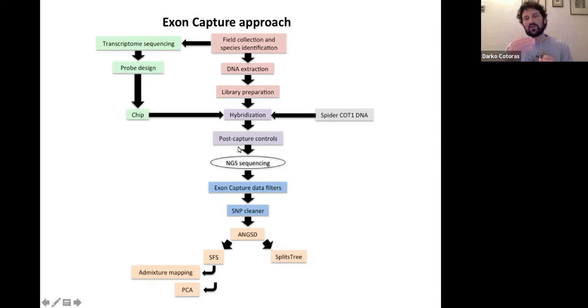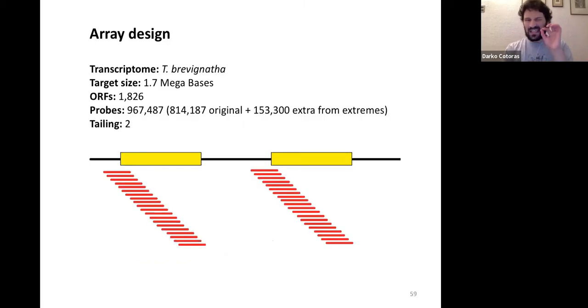We run a set of post-capture, post-hybridization controls to make sure that the experiment worked. We send that to sequence in a high-throughput machine, Illumina, which allows us to sequence a huge amount of DNA. Then we run several filters to make sure that we have good quality data. After that, using a program called ANGSD and the site frequency spectrum method, we can finally generate the types of analysis that classically are done in population genetics, such as admixture mapping, principal component analysis, or phylogenetic networks. So a little bit of technical detail, and then we move on.